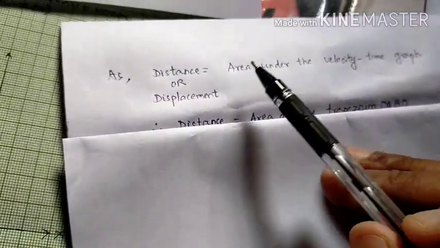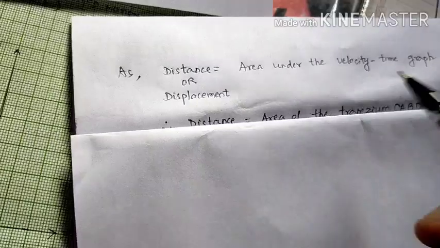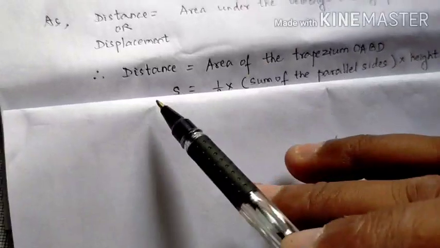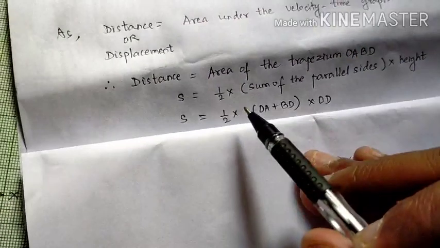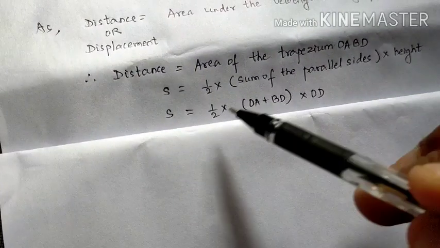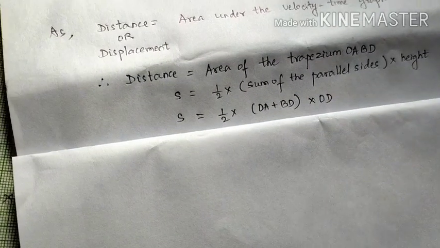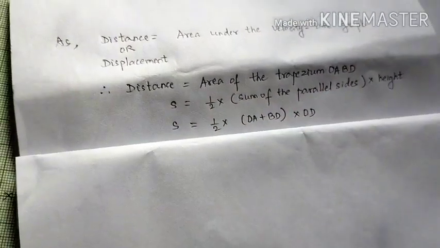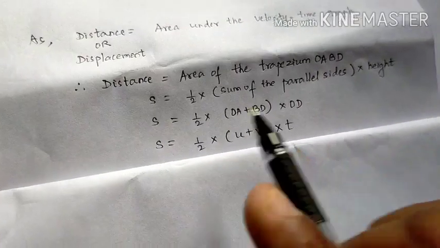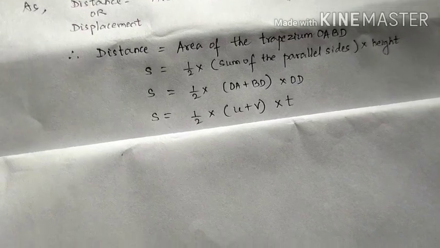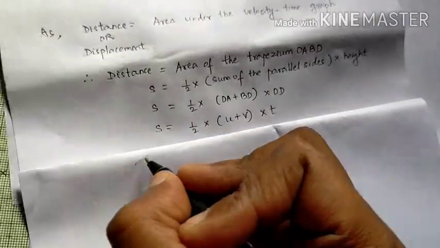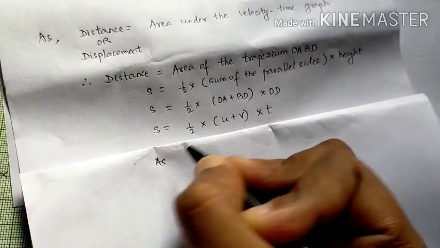So we will follow the same step to begin the proof. Distance or displacement is area under the velocity time graph. Therefore distance is area of the trapezium OABD. And we know that area of trapezium is given by half into sum of the parallel sides into height. Parallel sides are OA and BD and height is OD, so S will be equal to half into OA plus BD multiplied by OD. Substituting the values, you get S equal to half into U plus V into T. Now this much we had already done for the second equation also.